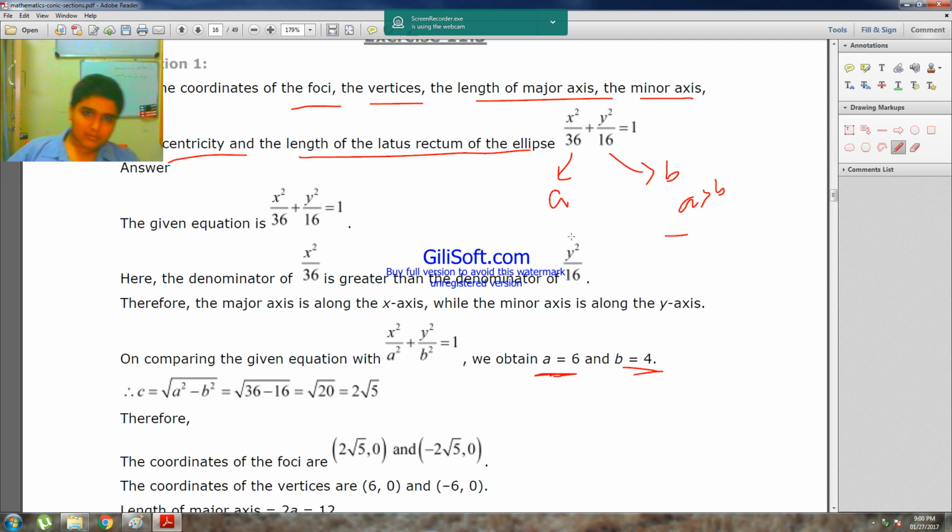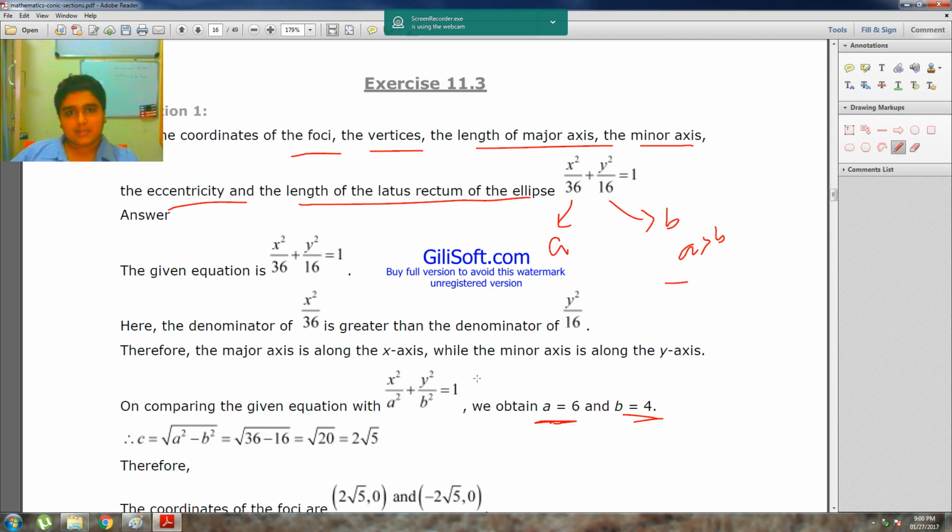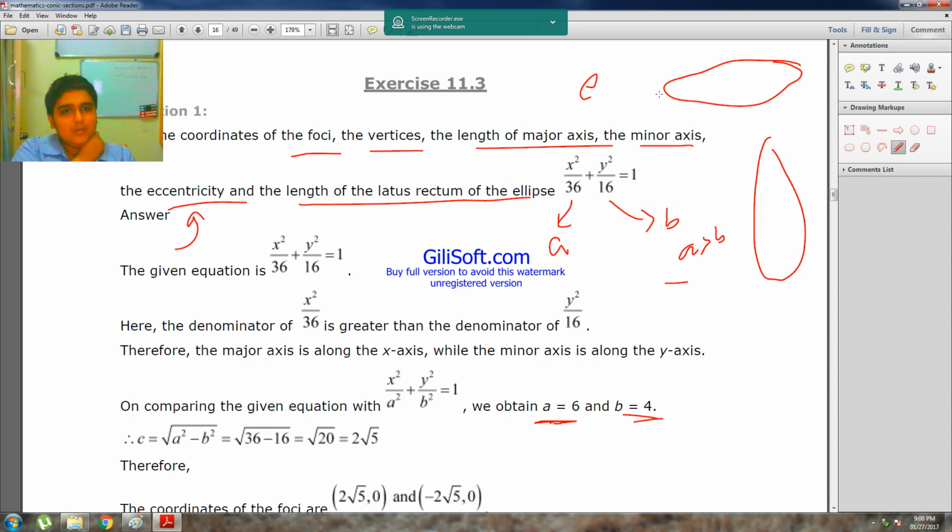Once you find A and B, it's quite simple. You can just replace all this stuff. So for foci, for instance, you need to find eccentricity before that, because you need E for finding the coordinates of foci. So what is eccentricity? When A is greater than B, the ellipse is like this, and if B is greater than A, the ellipse is like this. So we've studied that for this case, the eccentricity is given by the square root of 1 minus B square upon A square. Use this formula, you know B, you know A, you can find E.